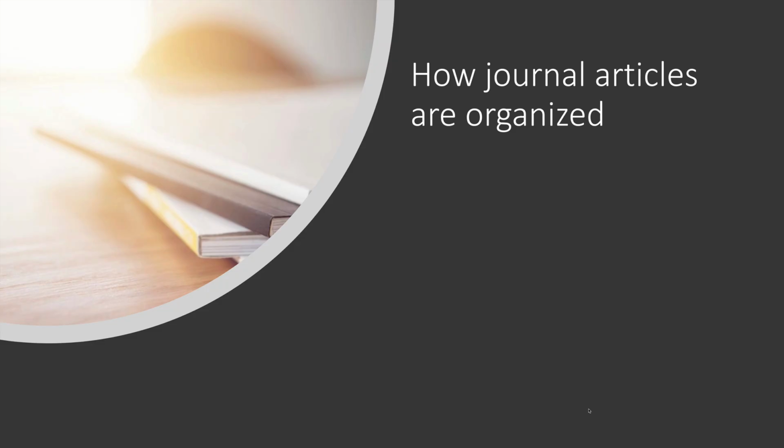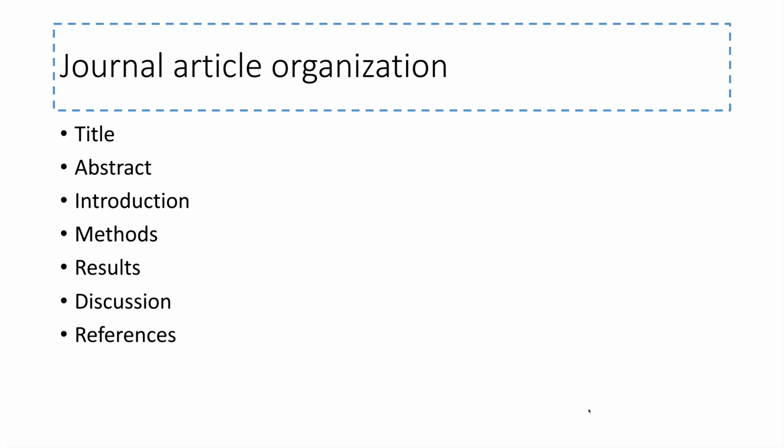Now we will move on to how journal articles are organized. These are the 7 parts of a journal article. The title gives you the topic and information about the authors. The abstract is a brief overview of the article. The introduction should be the background information and statement of research, hypothesis. The methods should detail how the study was conducted, which procedures were followed, and what instruments and variables were used and which variables were measured.